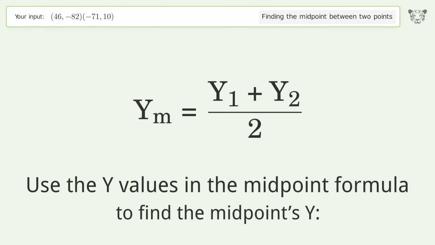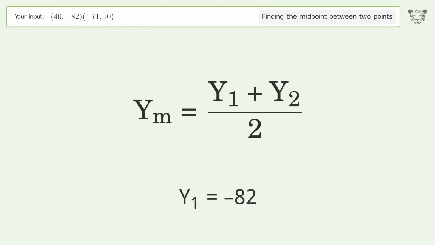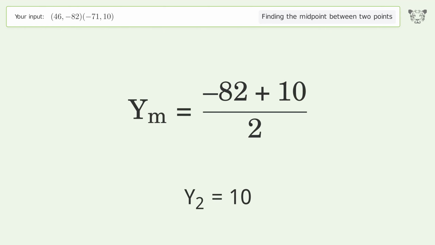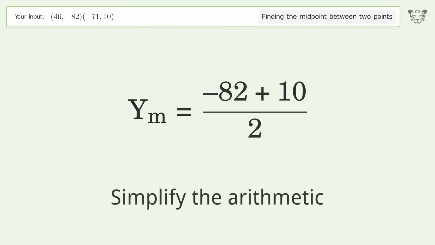Use the y values in the midpoint formula to find the midpoints y. y1 equals -82. y2 equals 10. Simplify the arithmetic.